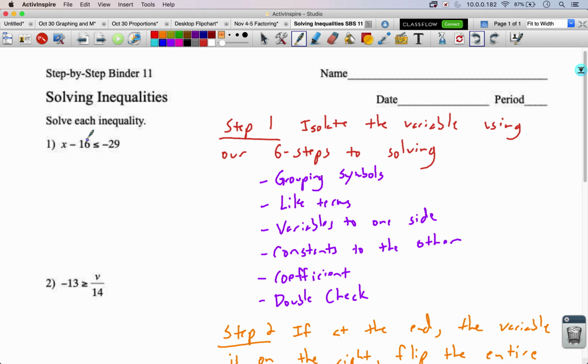All right, let's look at problem number 1. X minus 16 is less than or equal to negative 19. That's how we would say it. All right, so using my 6 steps to solving, there's not much to do other than constants on both sides. Let's move this away from the variable by adding 16 to both sides. Now I've got x is less than or equal to negative 13. Variables on the left, so I can just put a box around that.